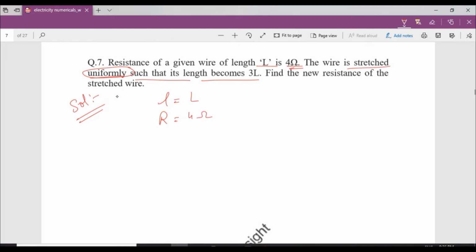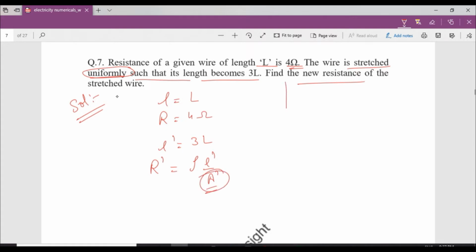It will not happen that the wire becomes thin from one portion and thick from another portion. It remains uniform, so that's why we write this word uniform. Now the new length comes out to be 3L. For the evaluation of new resistance, again we apply the formula rho L dash upon A dash. Again the problem is that we do not have the value of A dash.